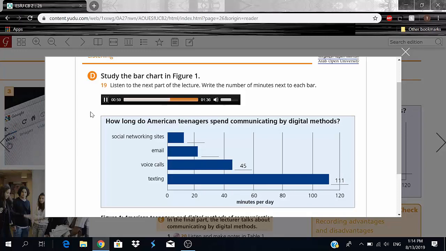They also communicate with their friends by email. That's another 22 minutes every day.